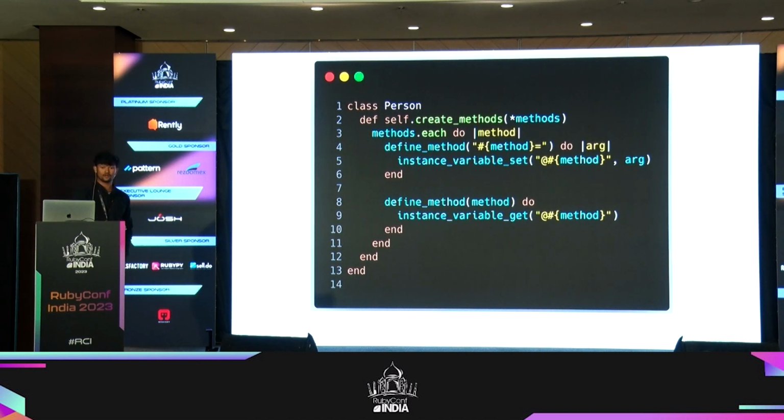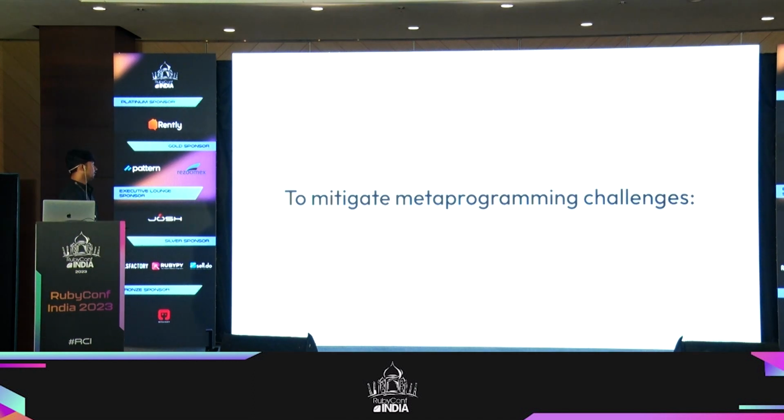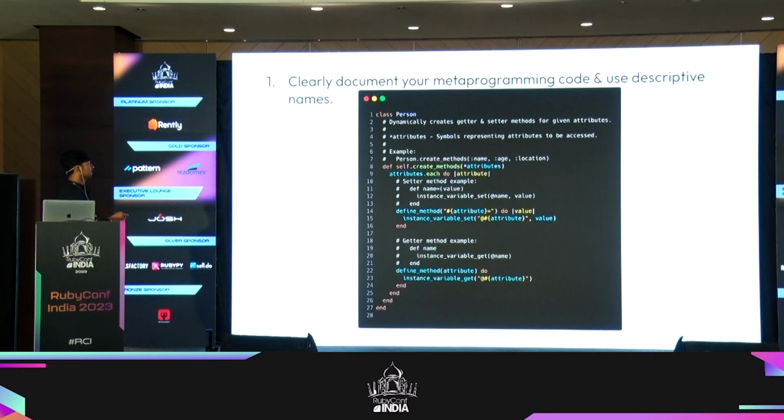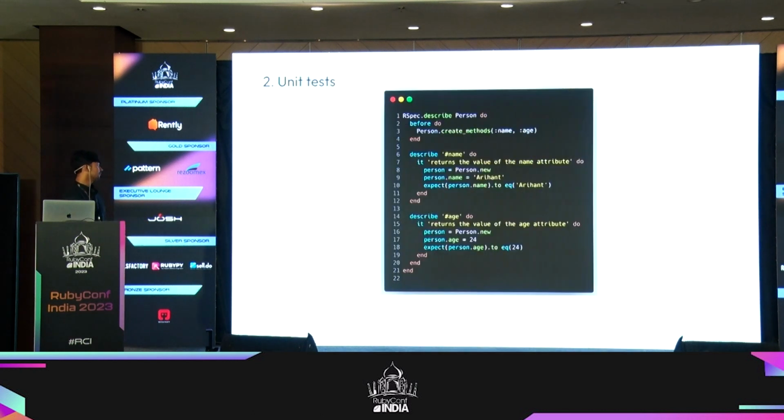So to avoid this, the first thing we can do is clearly document your metaprogramming code and use descriptive names. Since the code example here is simple, but if it is something related to the finance domain or anything, it would be very difficult for new developers to understand. And another thing is writing unit tests. Unit tests will act as documentation for your metaprogramming code, and at the same time, they will catch any unintended behavior. So these are a few things which we can use to avoid the confusion.